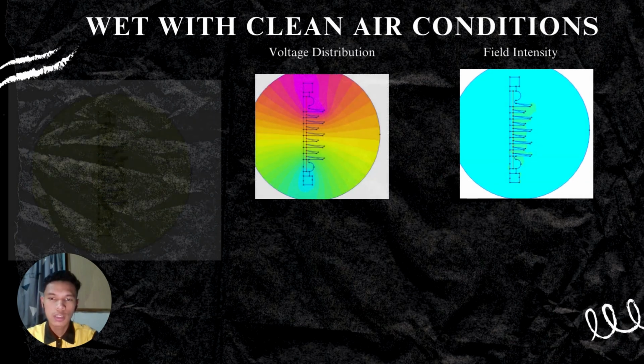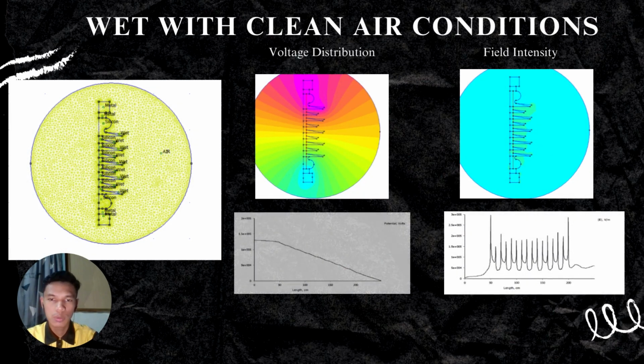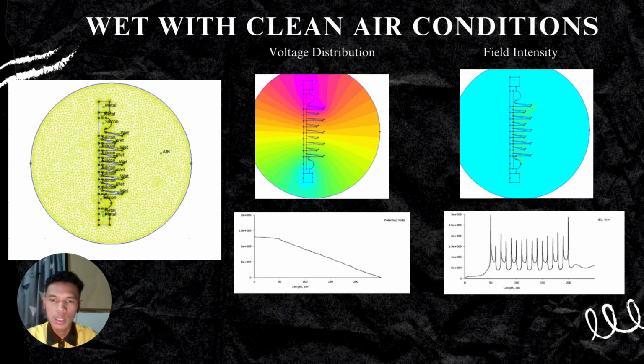For this slide, that is the simulation during the wet with clean air condition. For the wet, we put it at the corner of the single disc. So for the wet, the property value Er is 10, Ez is 10, and charge density is 1 with the power of negative 9. So the result is shown in the figure, that is for the voltage distribution and field intensity.